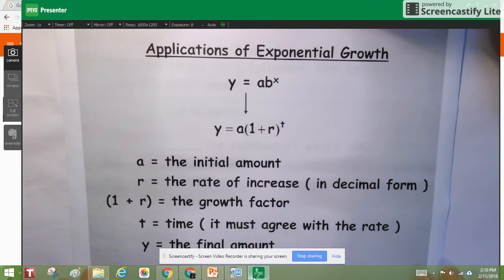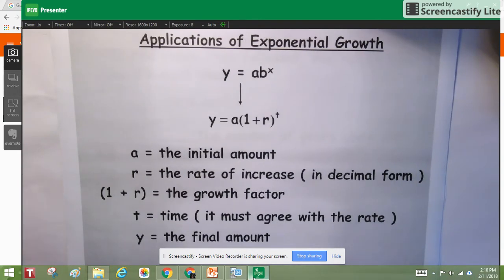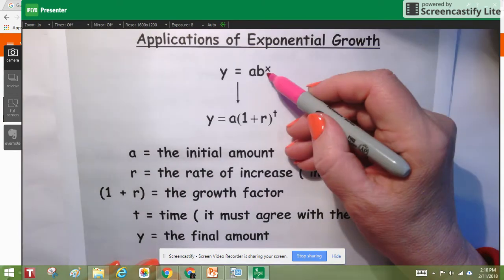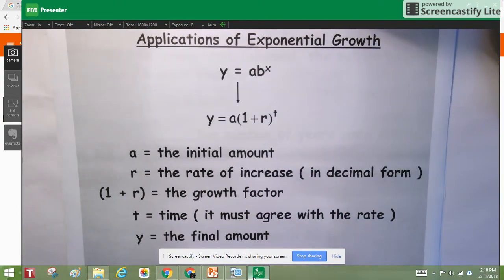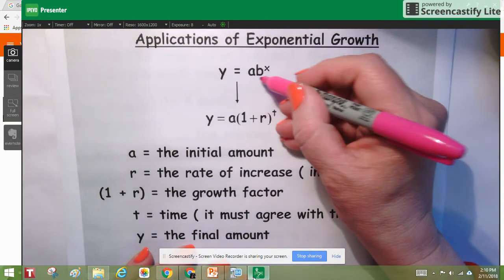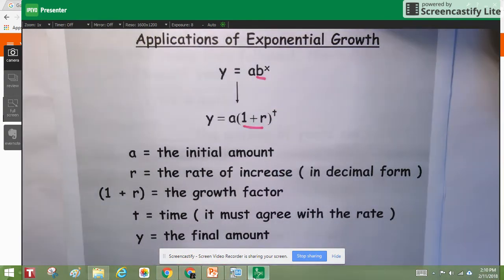All right, so now we're going to talk about applications of exponential growth. A lot of the word problems involving these deal with money problems. So now we have y equals ab to the x. That's our growth equation. But now instead of this b value, we're going to call it 1 plus r.